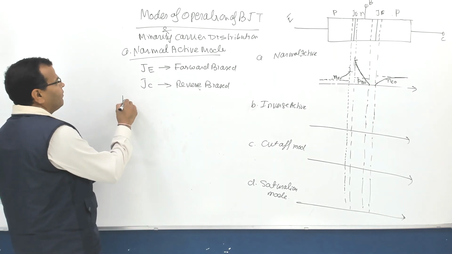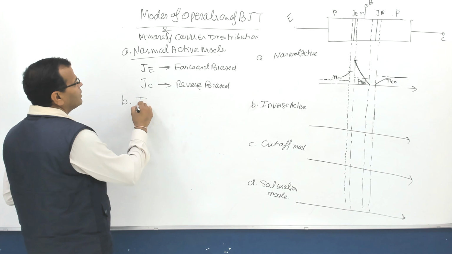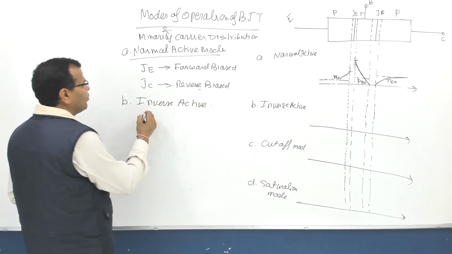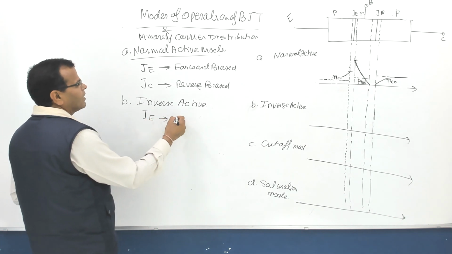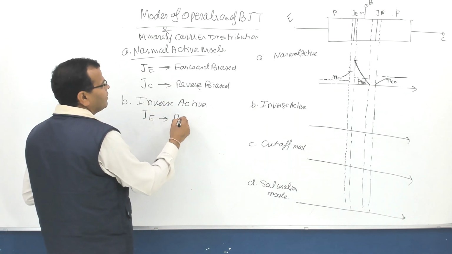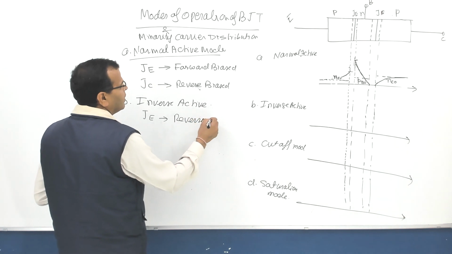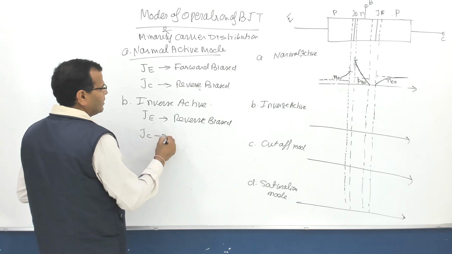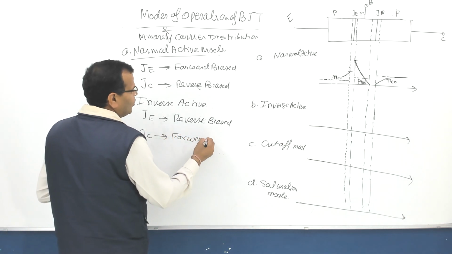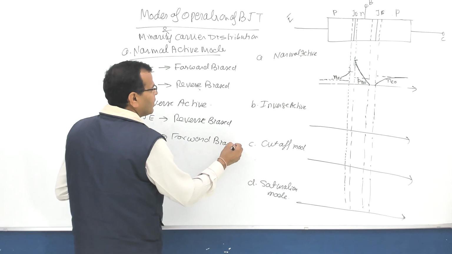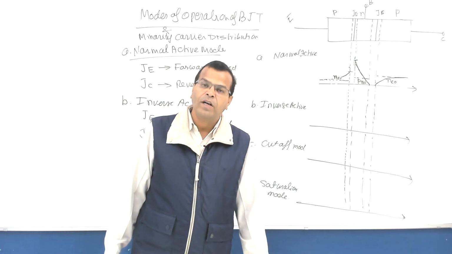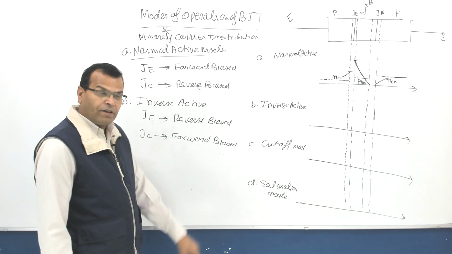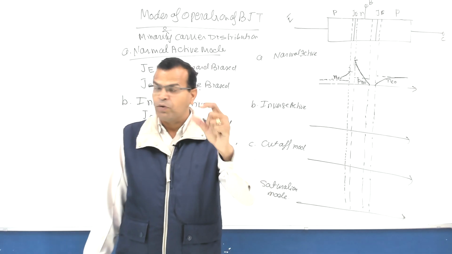Then I have the inverse active mode. The inverse active mode is just the reverse of it. That is, your emitter junction is reverse biased and the collector junction is forward biased. So the operation seems to be similar, but there is a difference. What is the difference? The collector is forward biased, there is no problem. The emitter is reverse biased. When the emitter junction is reverse biased, what will happen?